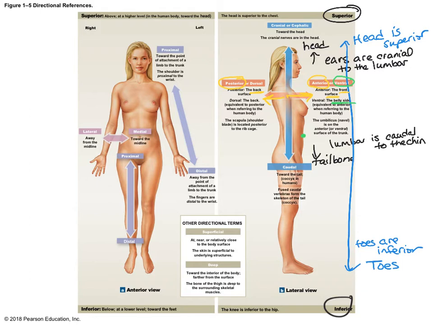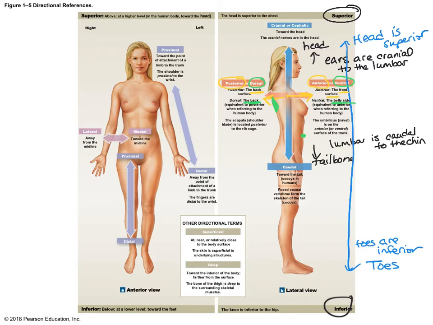Posterior is again the back surface, and a term that's synonymous with posterior is dorsal. Dorsal means the back. It's equivalent to posterior when you're referring to the human body, so you could say posterior or dorsal. The shoulder blade is dorsal or posterior to the rib cage.